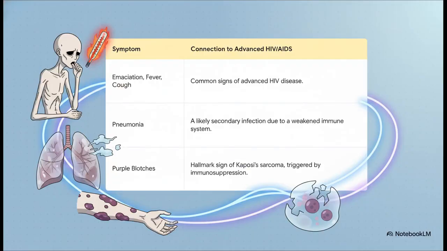Okay, let's just walk through it. The emaciation, the fever, the cough, classic signs of advanced HIV disease. The breathing problems, that's probably pneumonia, right? But it's a special kind of pneumonia, one that could only take hold because the immune system was so weak. And the purple blotches? Well, that's the Kaposi sarcoma we talked about, which is triggered by that very same weakened immune system. See? Every single piece just clicks into place.